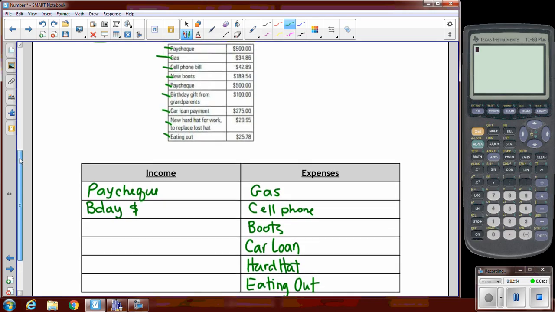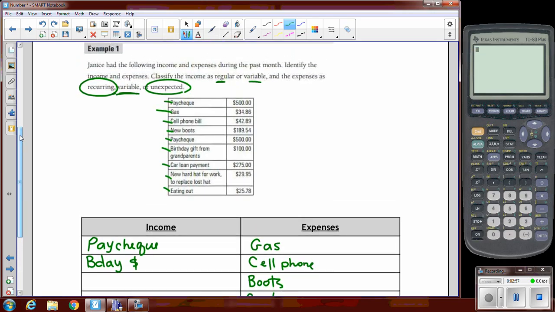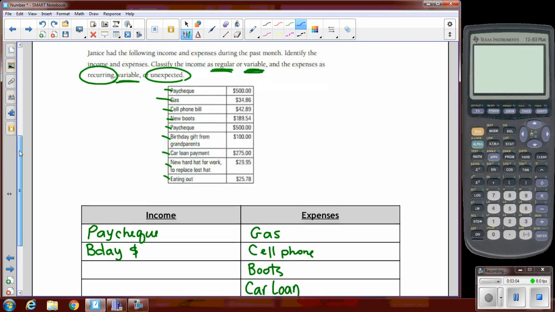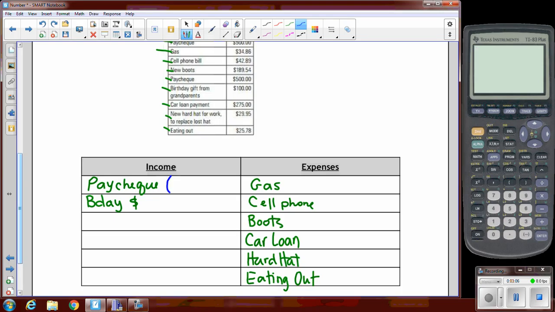Now we're going to go back and we're going to look at the incomes first. And it says income, talk about if this income's regular or if it's something that changes from month to month, the amount you get paid. So on a paycheck, this should probably be regular. It's money that's coming in every month. Your birthday money, that's definitely a variable income. It only happens once a year, your birthday money, and maybe your grandparents give you money one year, maybe they give you a different amount the next year or none at all. So that's a variable income.